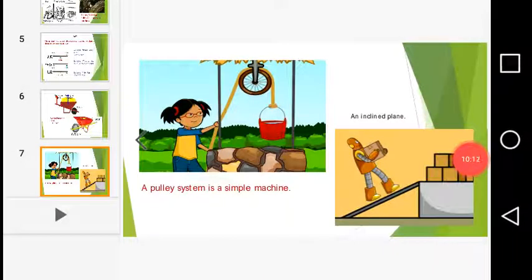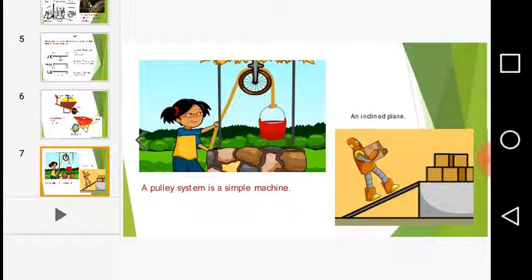Lastly, for the types of simple machines, we have the wedge. A wedge is a double inclined plane shaped like a V on solid piece of object. It enables us to do something we can't do with our own unaided strength. The knife, an axe, chisel are examples of wedge.